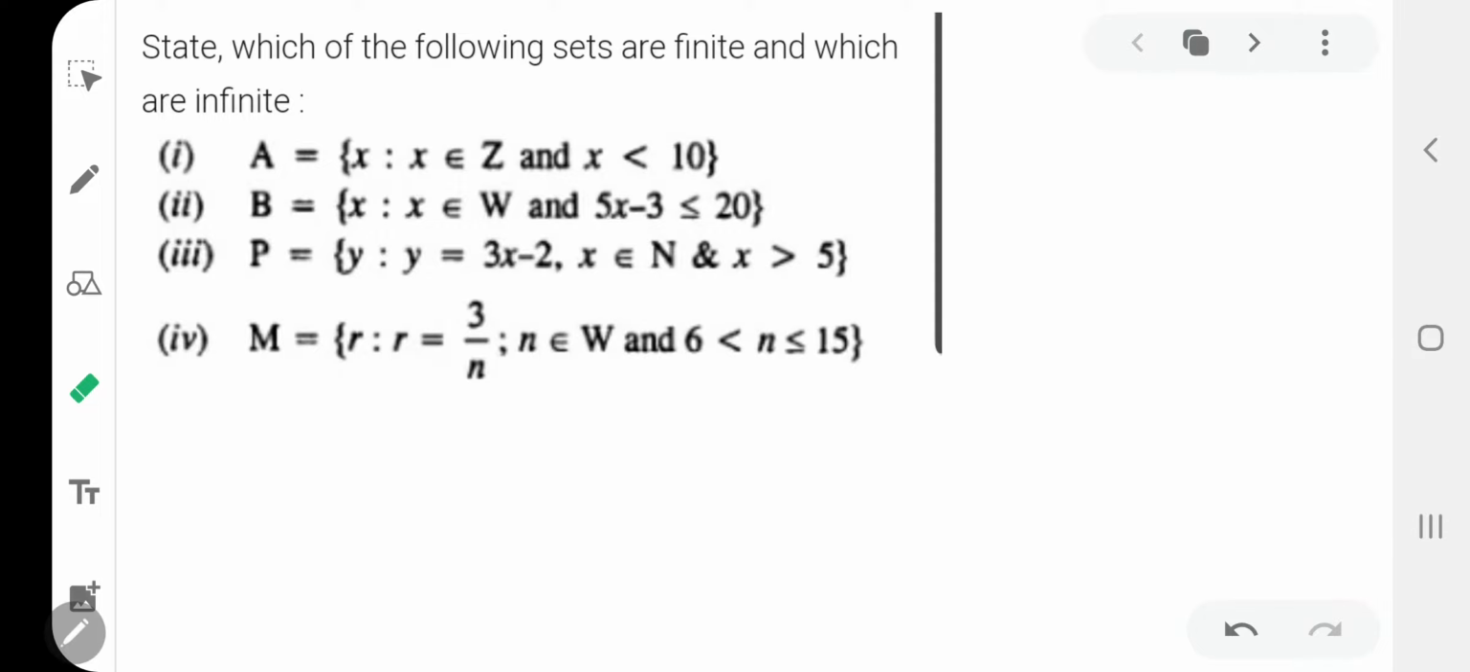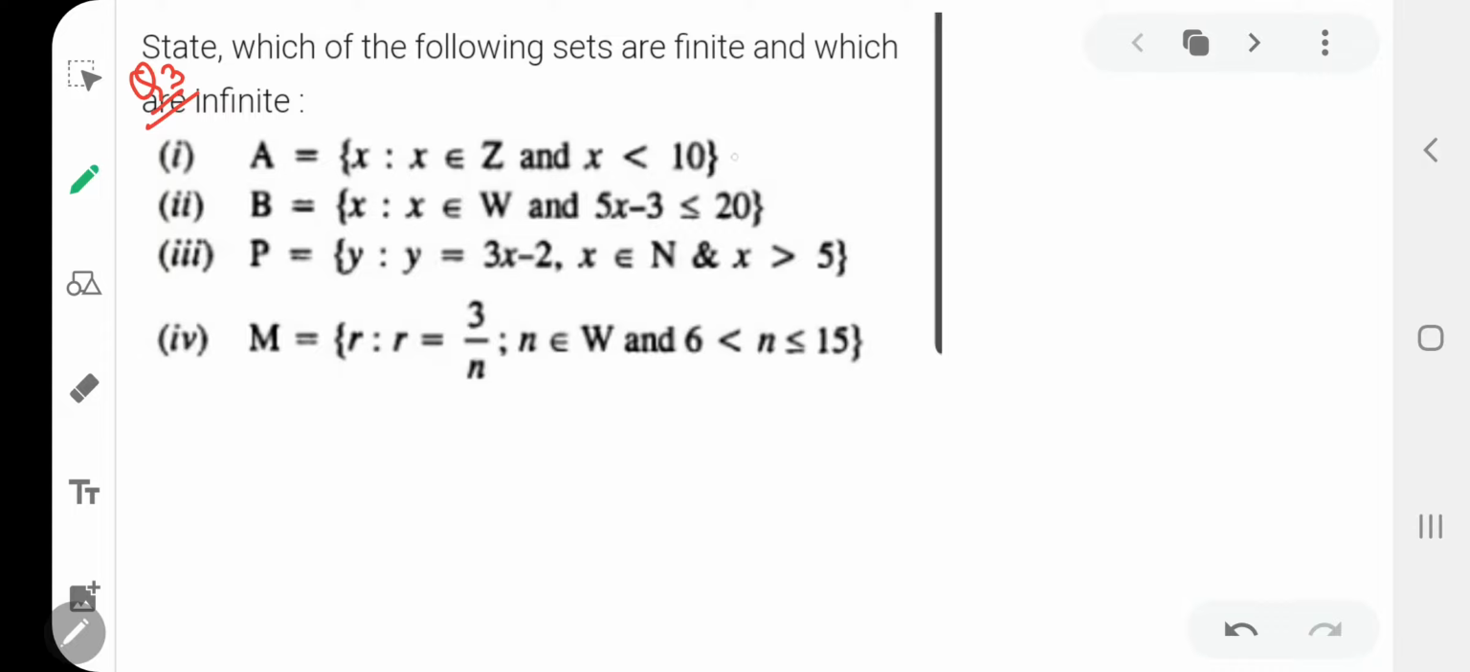Dear kids, I'm taking your exercise 6B, question number 3, which says state which of the following sets are finite and which are infinite. Finite means you have a limited number of elements in it. An infinite set is one in which you do not have any limitation on the number of elements.